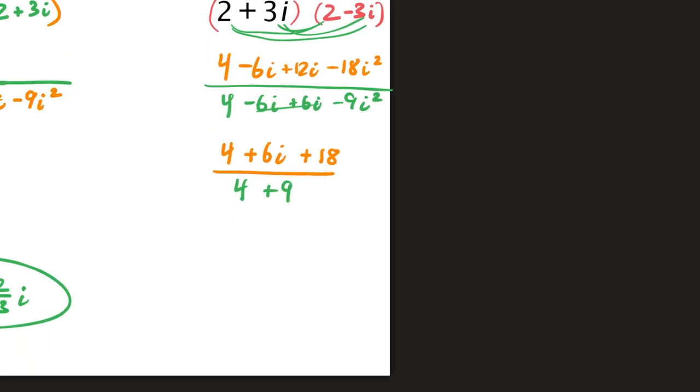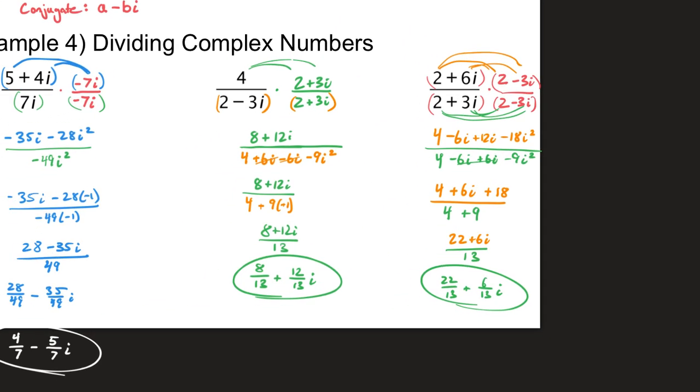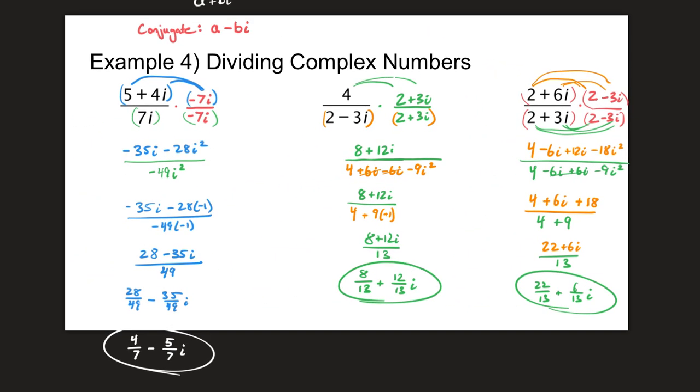And one more step to simplify things. 4 plus 18 is 22. I got 22 plus 6i on the top. And on the denominator, 13. 9 plus 4 is 13. Rewrite it as a fraction. 22 thirteenths plus 6 thirteenths i. And I've simplified that. You can expect to get a lot of these fractions when you're dividing complex numbers. They rarely turn out nicely.